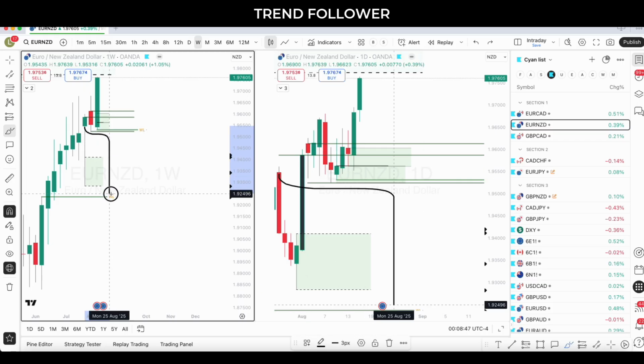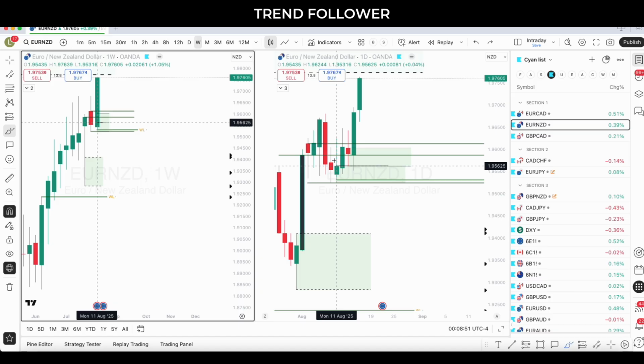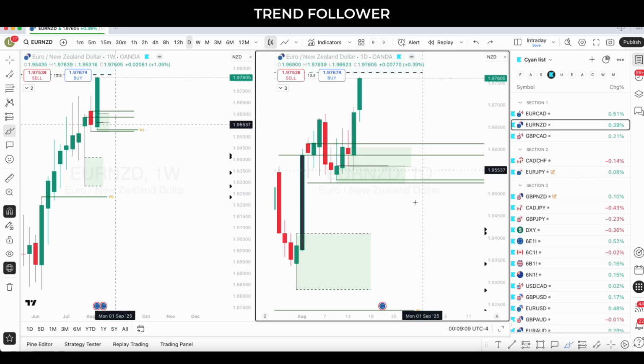Sometimes when there are long wicks like that, I really don't feel comfortable. I would rather try to see if there is SMT with GBPNZD or SMT with Euro odd. I would like to see that. SMT means, let's say, Euro odd made a lower low somewhere in its chart, but this one didn't, then it's fine. Then I can take this, right?